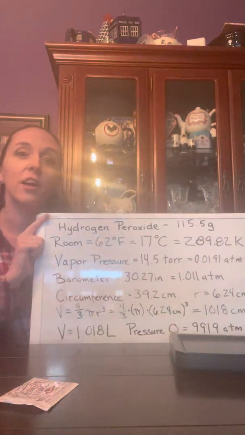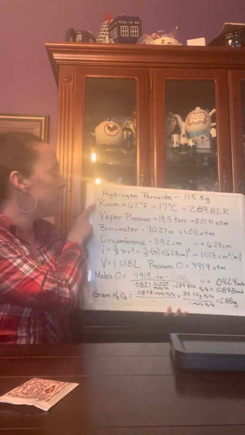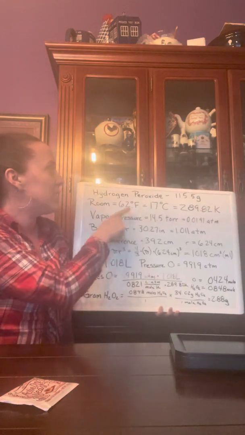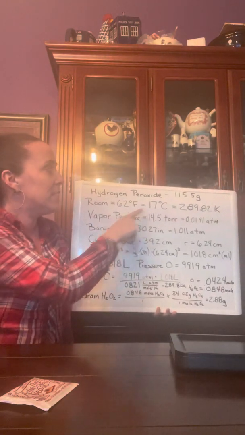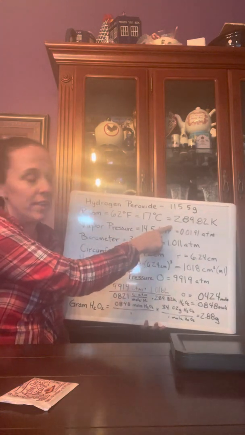Hydrogen peroxide, I had 115.5 grams. My room temperature is 62 degrees. It's kind of cold in here today. 62 degrees Fahrenheit converts to 17 degrees Celsius or 289.82 degrees Kelvin.